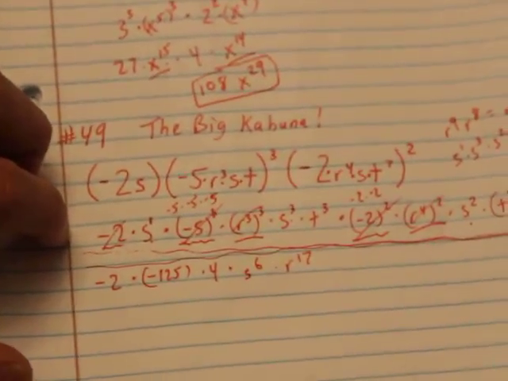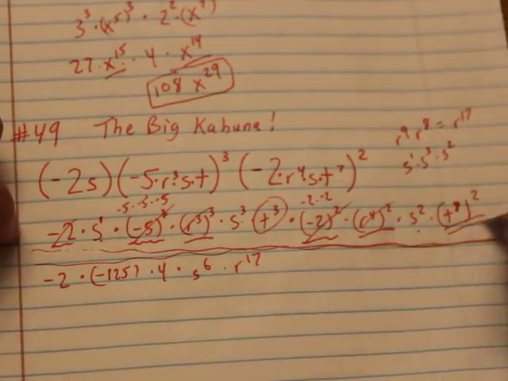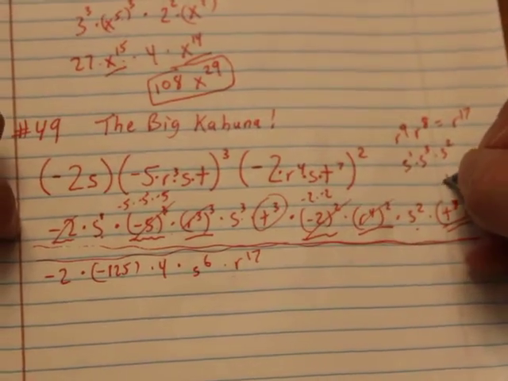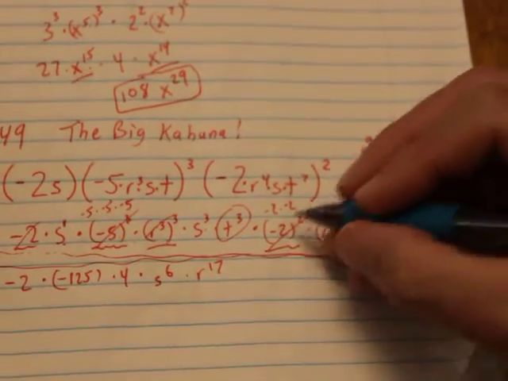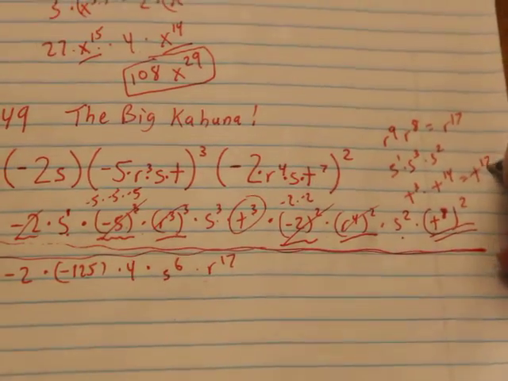And last but not least, you've got t to the 3rd, and you've got t to the 7th squared, which would be t to the 14th. And we've got a t to the 3rd. So altogether, that's t to the 17th.